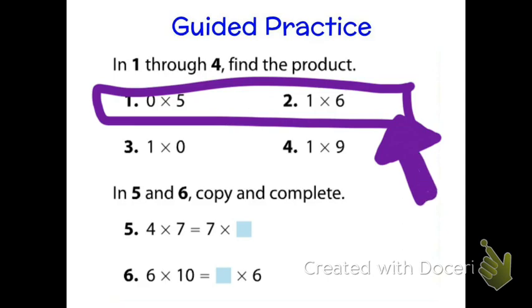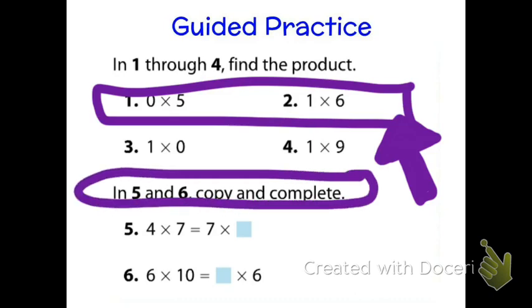Okay, looking at numbers 5 and 6, it does say to copy and complete, meaning I want you to actually copy down what the problems say right here. 4 times 7 equals 7 times blank, and 6 times 10 would equal blank times 6. Be sure to have those answers completed in your notes.